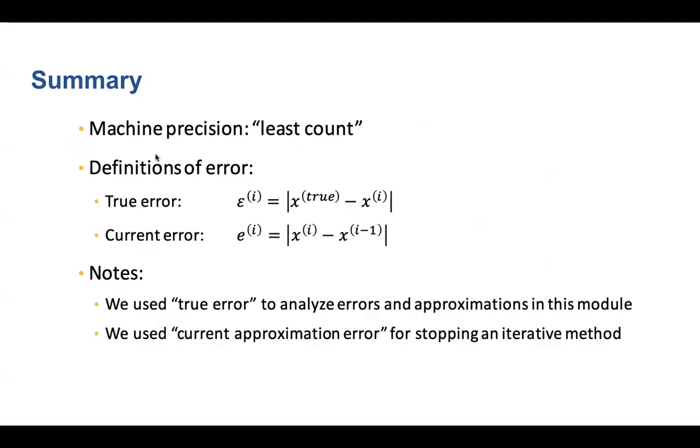So far this week, we saw what is machine precision. We understood what is the least count. Then we saw what a true error is. True error is the actual value minus what you get from the expression. The current error is the difference between the current value and the previous value that you got from the previous iteration. You calculate this for iterative methods. We use true error to analyze the errors in an approximation, and the current approximation error is used for stopping an iterative method. So this is where you use these different kinds of error values.